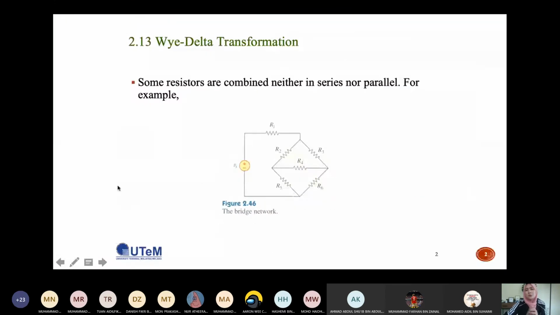Okay, so over here, stated over here, some resistors are combined neither in series nor parallel. For example, you have this figure over here. Okay, this circuit, this is not a series circuit, it is not a parallel circuit. So what happens if the question asks you to calculate the R equivalent? How to find the R equivalent for this circuit? Okay, you cannot simplify this circuit because it's not a series circuit, it's not a parallel circuit.